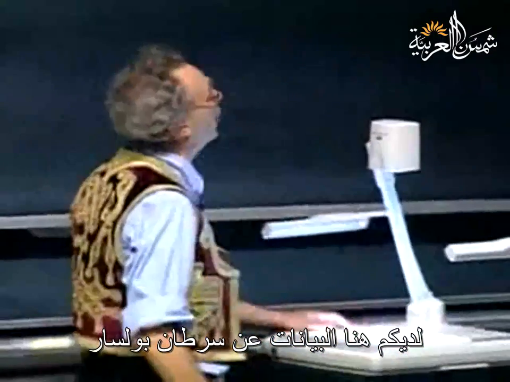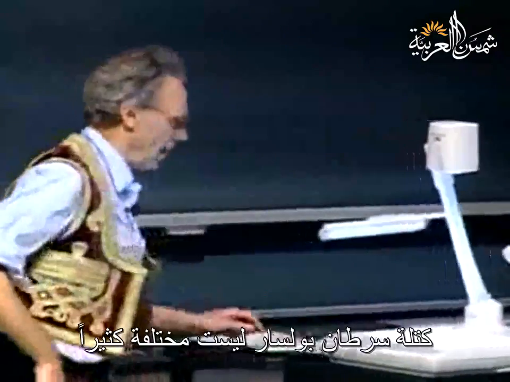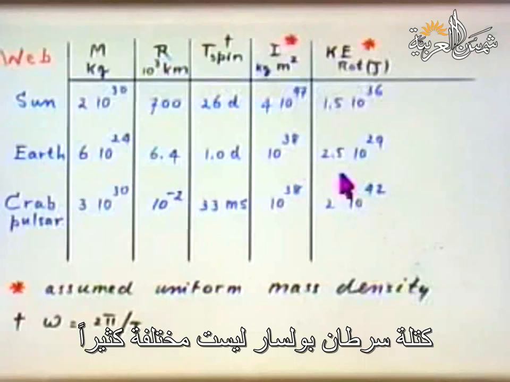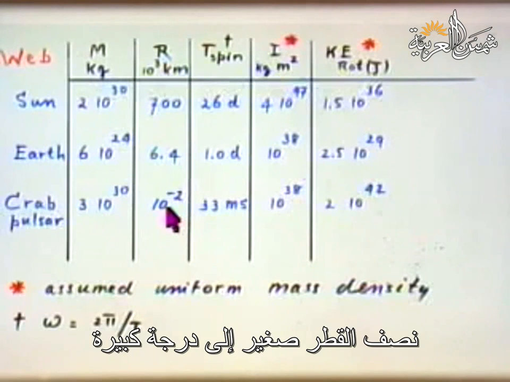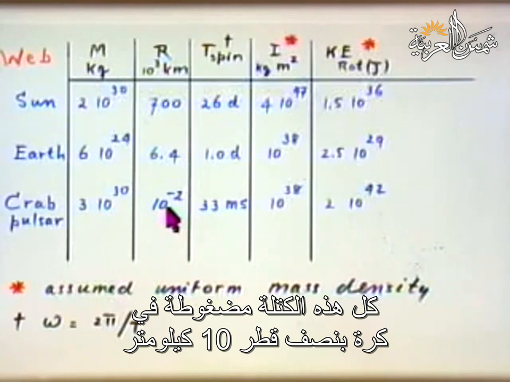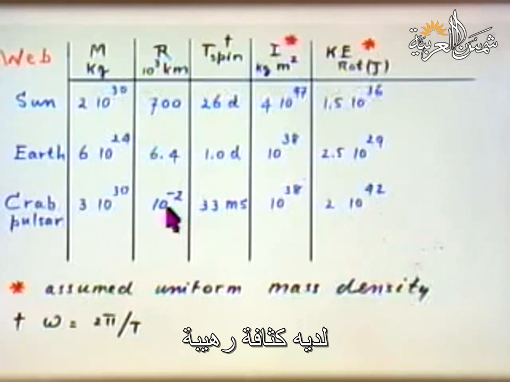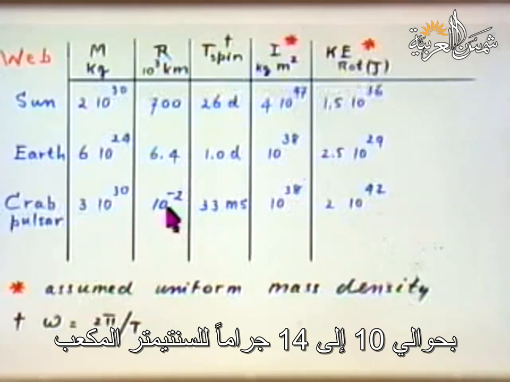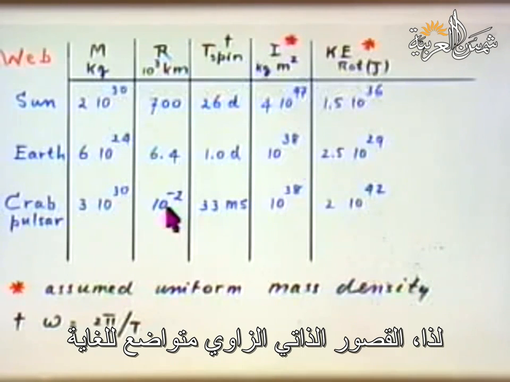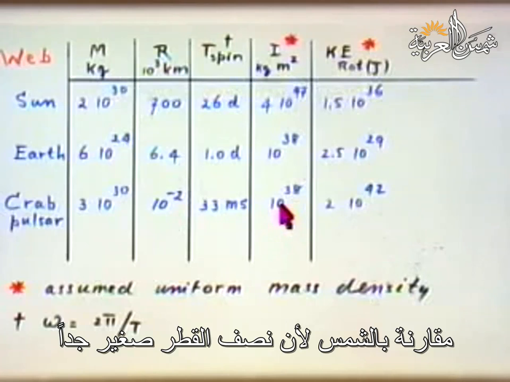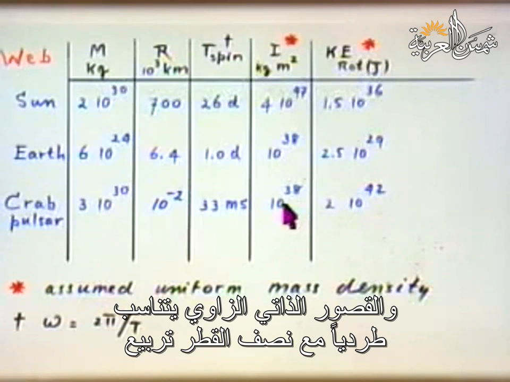And so here you have the data on the Crab pulsar. The mass of the Crab pulsar is not too different from that of the Sun. It's about 1.5 times more. The radius is ridiculously small. It's only 10 kilometers. All that mass is compact in a 10-kilometer radius sphere. It has a horrendous density of 10 to the 14 grams per cubic centimeter. So, of course, the moment of inertia is extremely modest compared to the Sun because the radius is so small. And the moment of inertia goes with the radius squared.